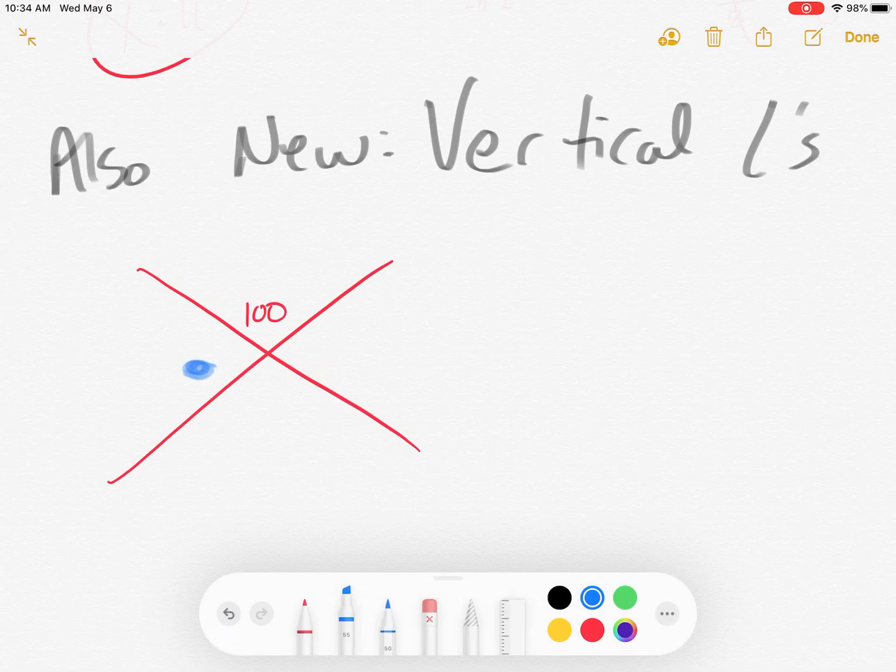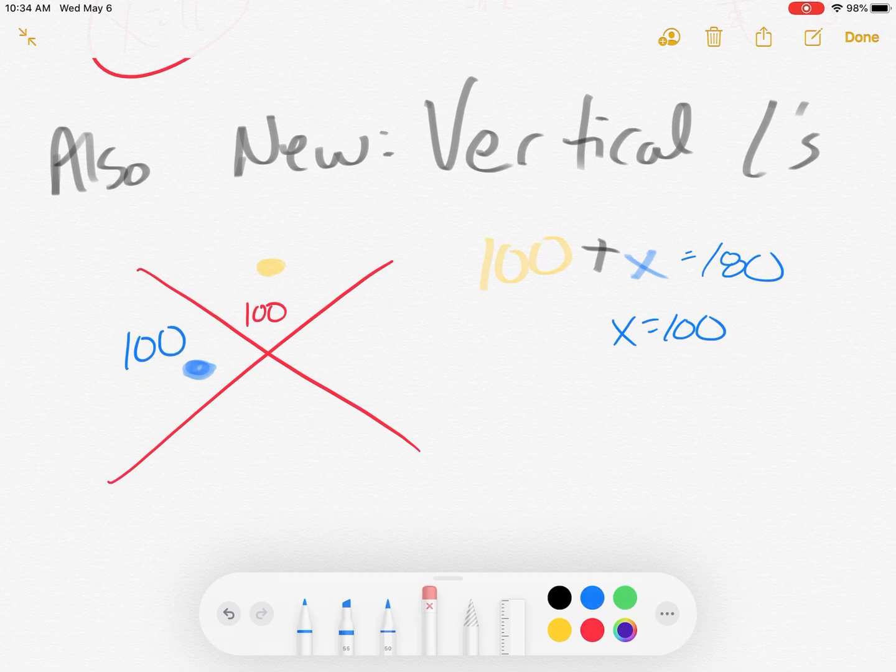So let's say I wanted to find this blue angle right here. If I wanted to find the blue angle, I'd say, well, blue plus yellow equals 180. So I would say, oh, wrong color. I would say 100 plus the blue one, so I'll just call that x. Those would add up to be 180 because they are supplementary. That's one thing I can assume. Subtract 100, you get x equals 100. So this one, therefore, is 100.